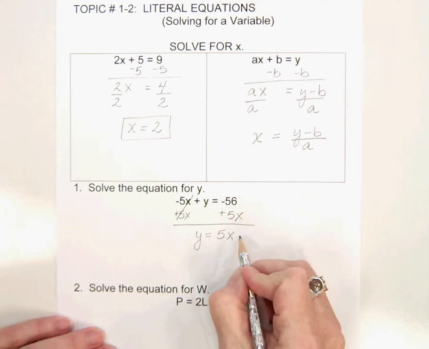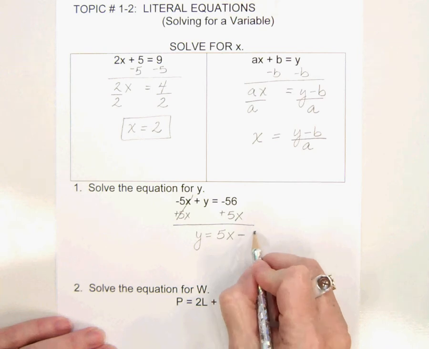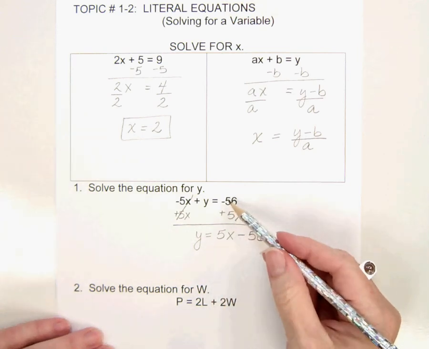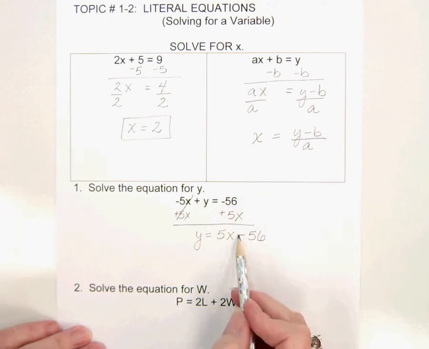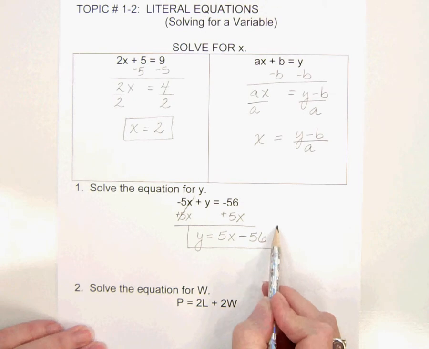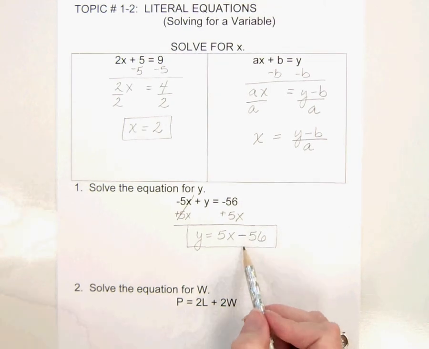If you put the 5x in front, you would write minus 56, because that negative sign means that that 56 is subtracted. So now you've rearranged it and you solve for y. This is very good to know because this one will help you when you're graphing linear equations.